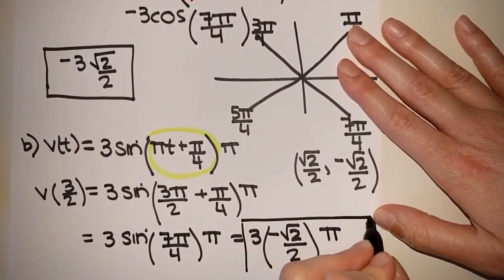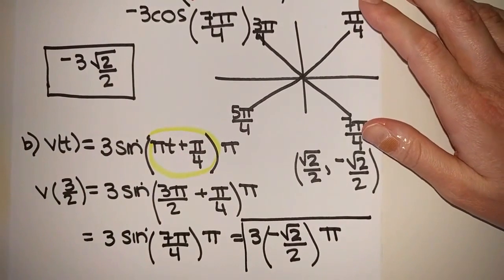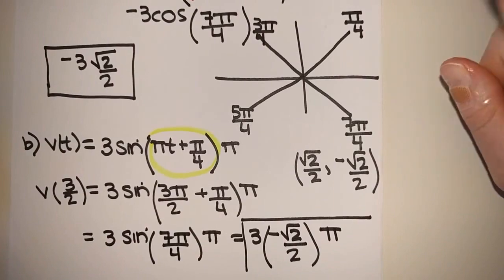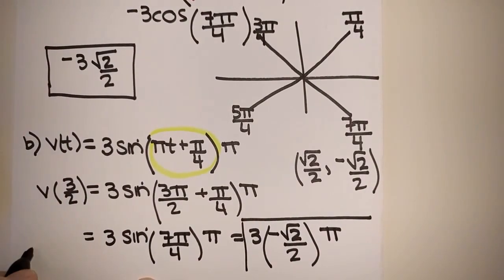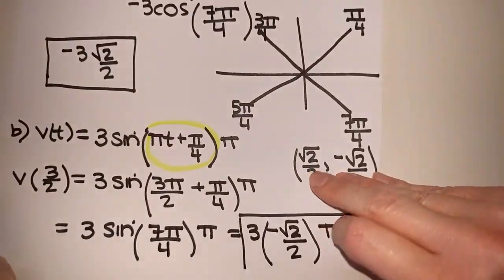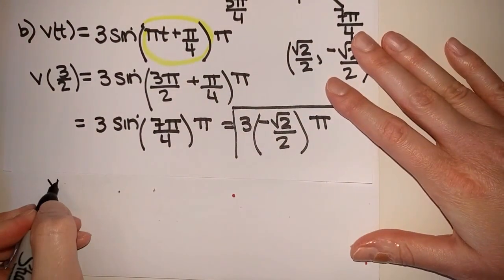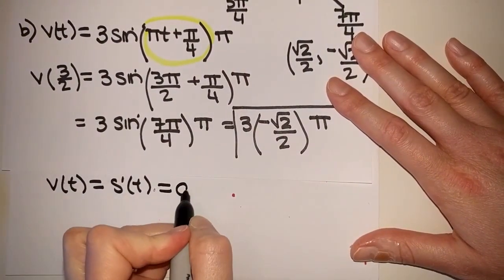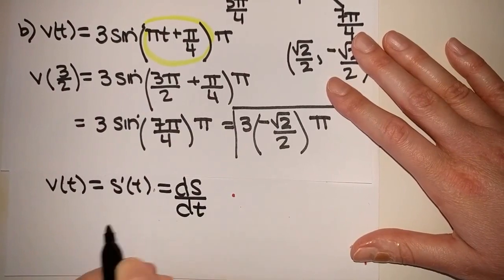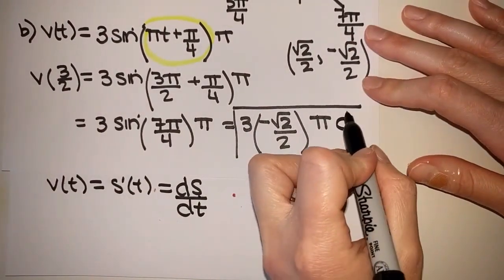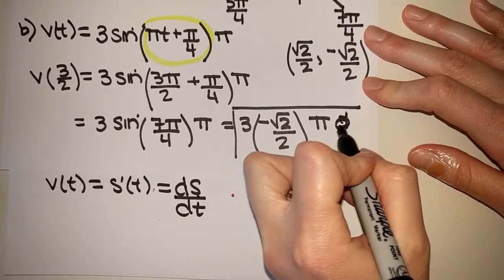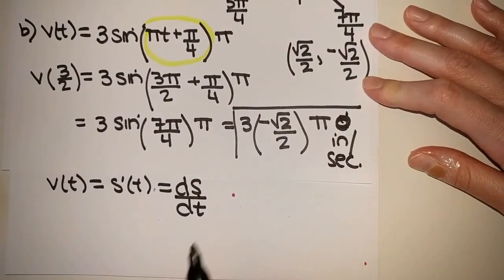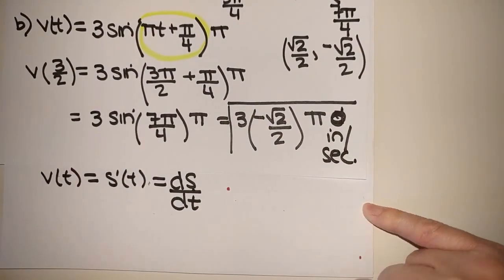So that would be our velocity, and if we are interested in the unit, we notice that time is measured in seconds and the distance is measured in inches. When you think about v of t, that is the derivative of your position function, and your position function's derivative is denoted as ds dt. The unit on s would be inches, and the unit on time is seconds. So this would be an inches per second unit on the velocity.